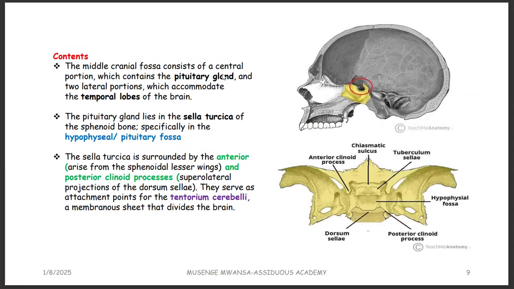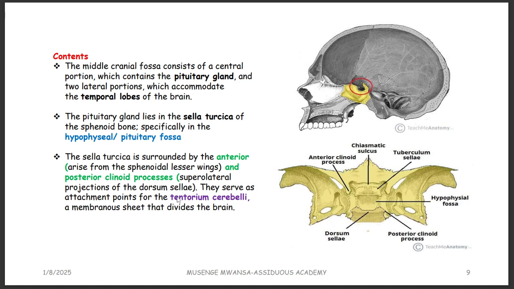Okay. Again, what are the contents found in the middle cranial fossa? As we said, at this point we have part of the sphenoid bone. This is actually part of the body of the sphenoid bone. We have got the sella turcica, and the sella turcica is going to have a depression known as the hypophyseal or pituitary fossa. We are going to find the pituitary gland. The sella turcica, as we said earlier on, is surrounded by the anterior and posterior clinoid processes. You see them properly on the sides. You can see the posterior clinoid process, this side, and also these ones on the sides. These are the parts that surround the sella turcica.